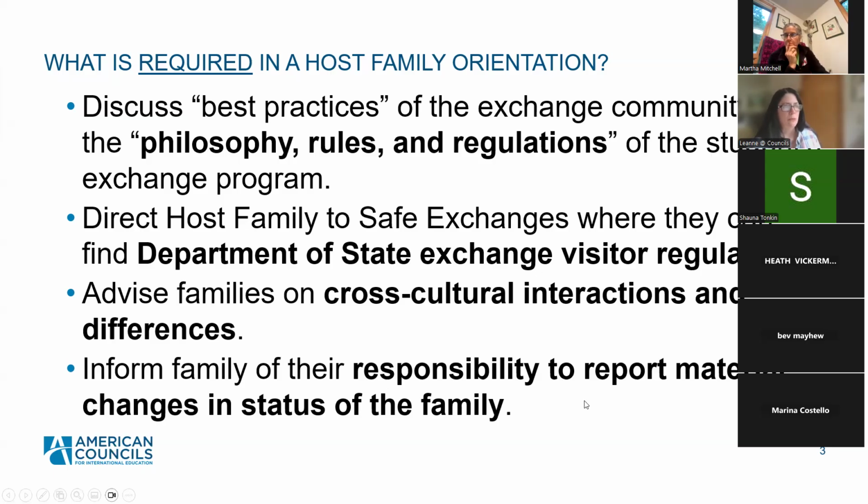So you inform the family about the responsibility to report any material changes in status of the family. That means if somebody moved out or somebody moved in, or marriage problems, not like normal marriage problems, but it looks like they might be getting a divorce, or a death in the family. Those are definitely things that they need to make sure to tell us.